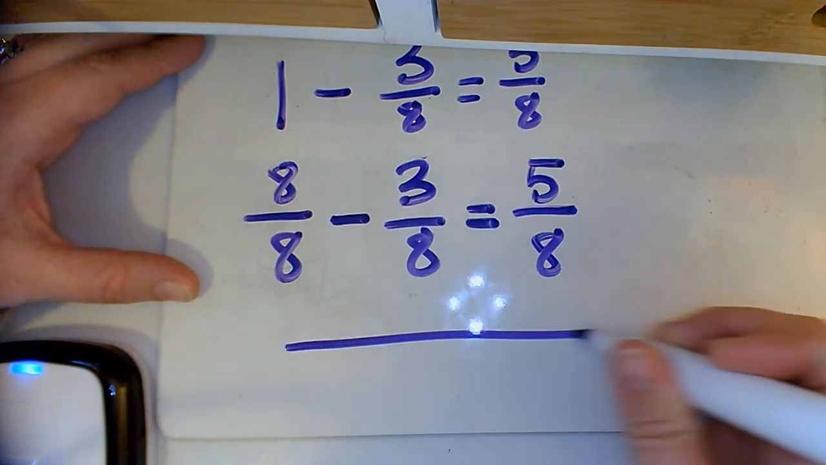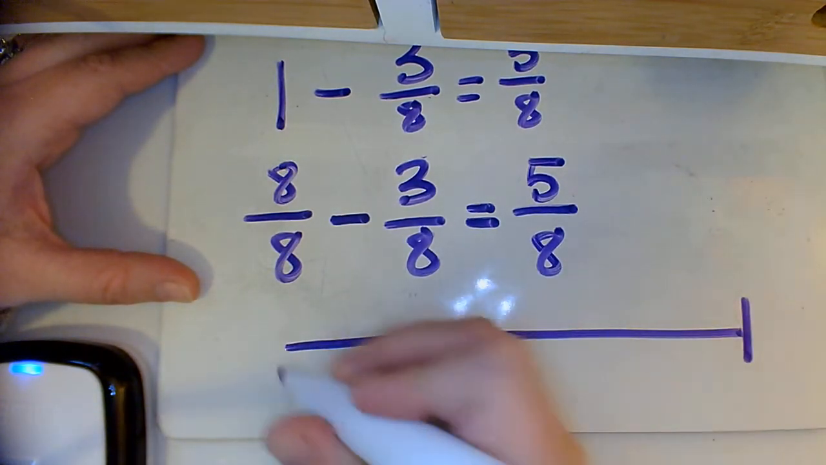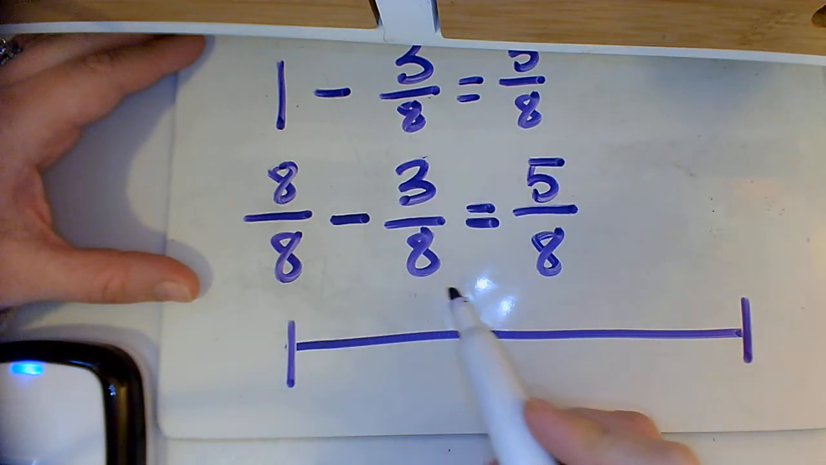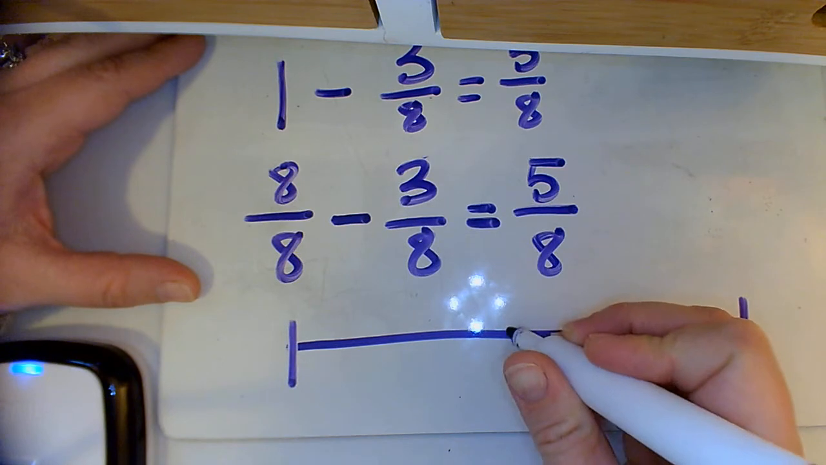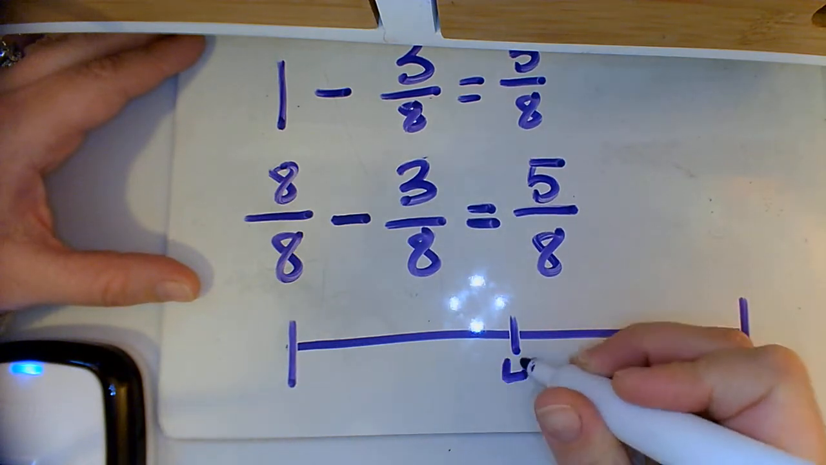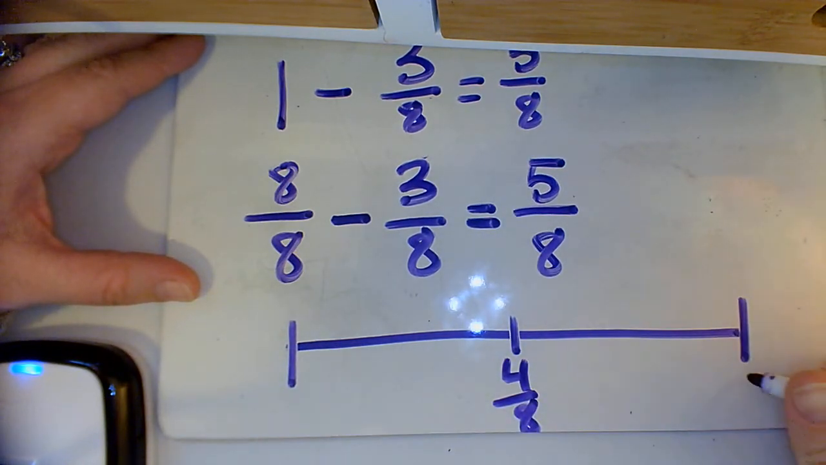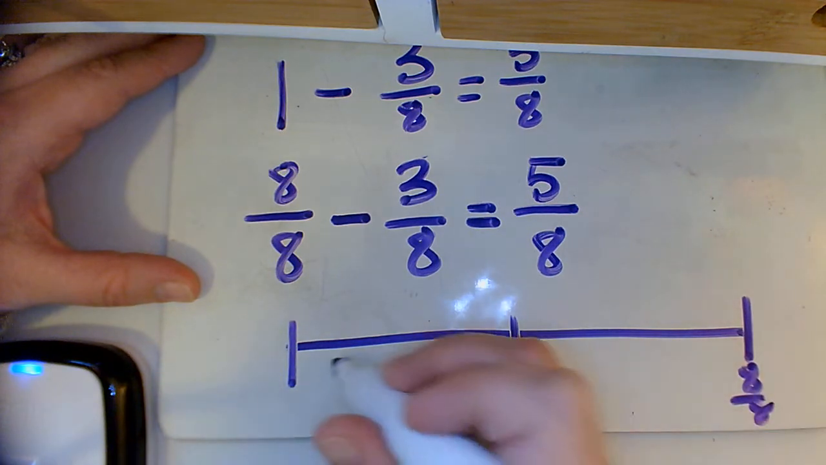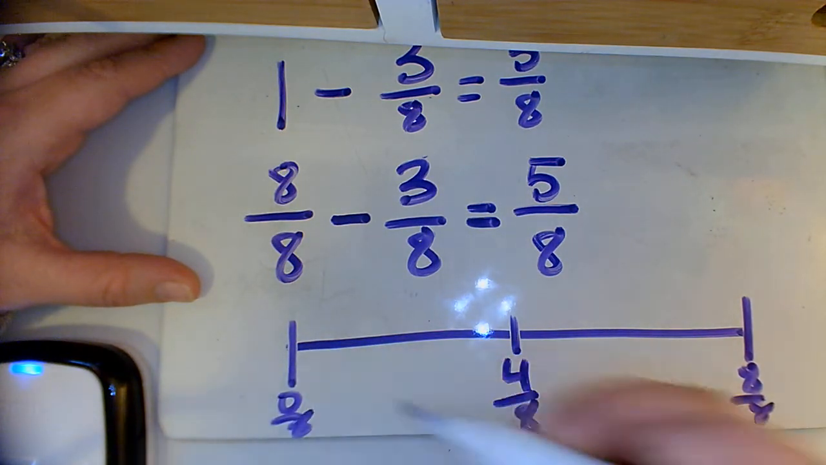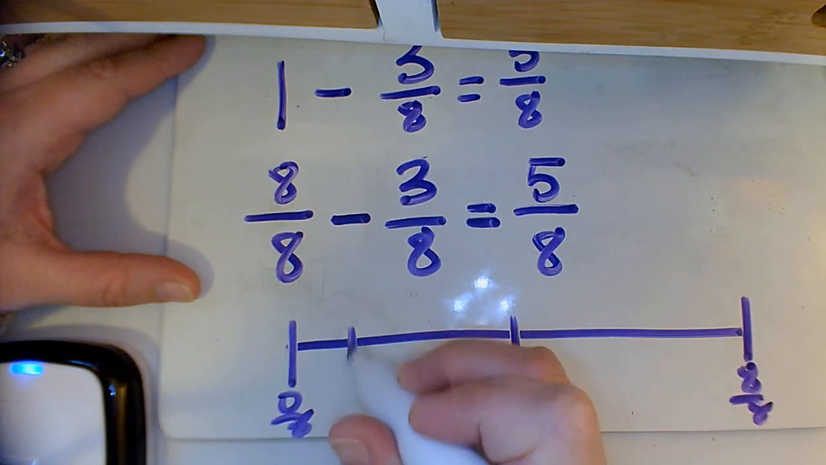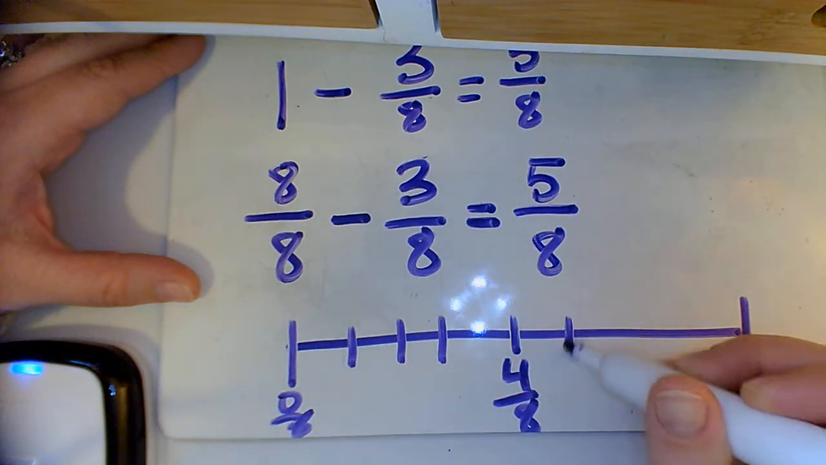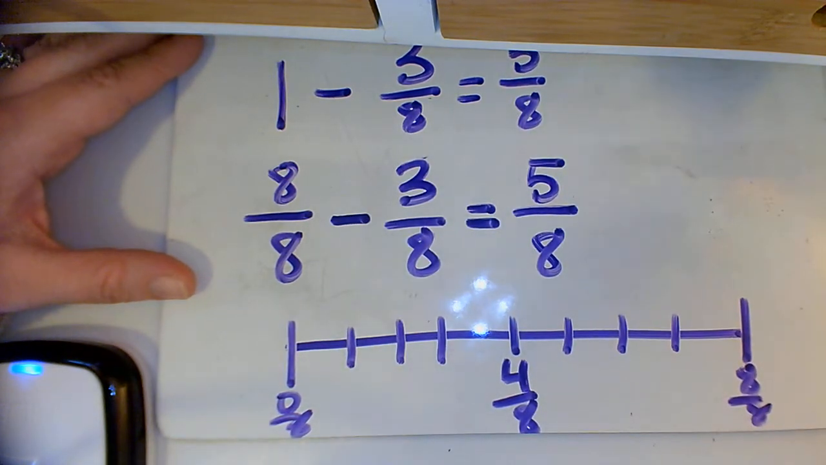Okay? So then the number line that we could use to help us do this, to help visualize, we would draw our number line. Whatever our denominator is, that's what we would break it into. We would break it into eighths. I always like to find my halfway point first. So there's 4/8, 8/8, 0/8, and then we've got 1, 2, 3, 4, 5, 6, 7, 8.